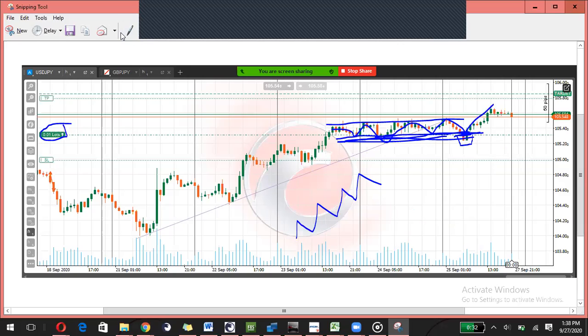So this is just an example of what I just described. Uptrend, correction, uptrend. This is the same thing that happened here. Uptrend, correction, uptrend. I hope you get my point there. Now let's go to the second example.